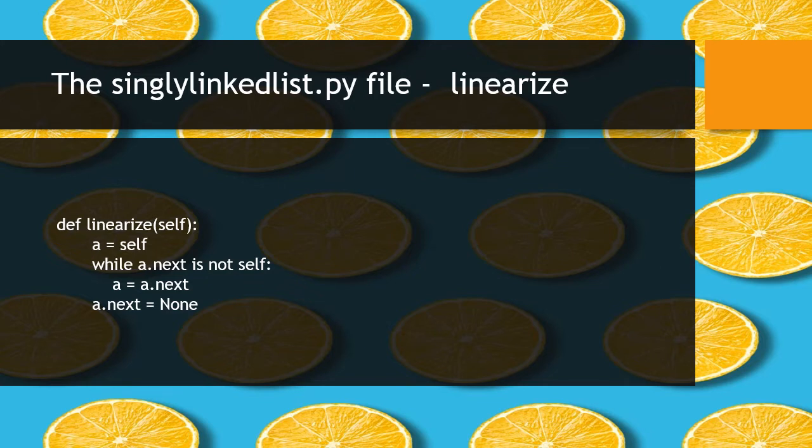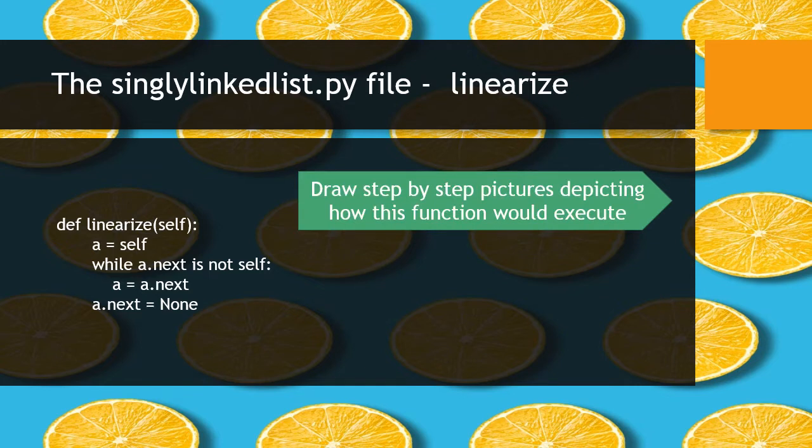When a.next and self are pointing to the same node, we break out of the while loop and then we set a.next to None. You must have noticed that I have not shown you any figures here. I want you to draw step-by-step pictures depicting how this function would execute. But I can tell you the annotation of this function even without the pictures.